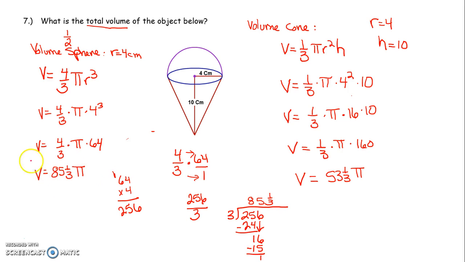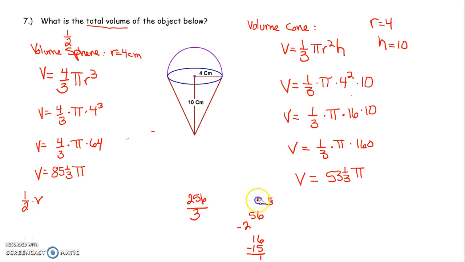However, I don't want the entire sphere. I want the hemisphere, half the sphere. So now I need to take this volume and do 1/2 times my volume. Let me just erase some stuff. I'm going to leave the 256 over 3 because I'm going to need that in a minute.